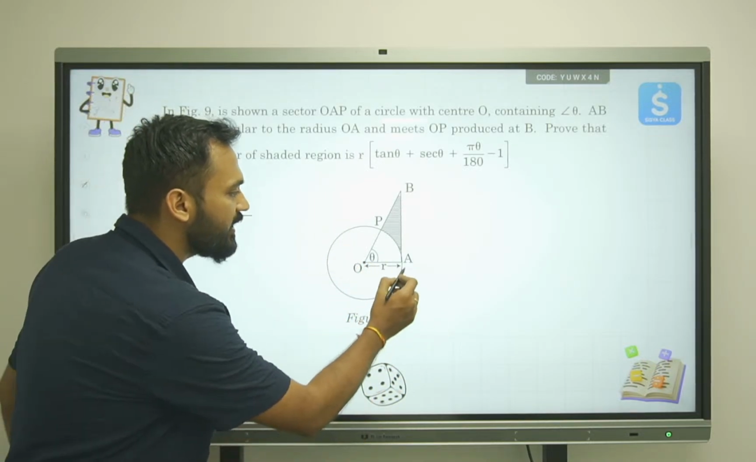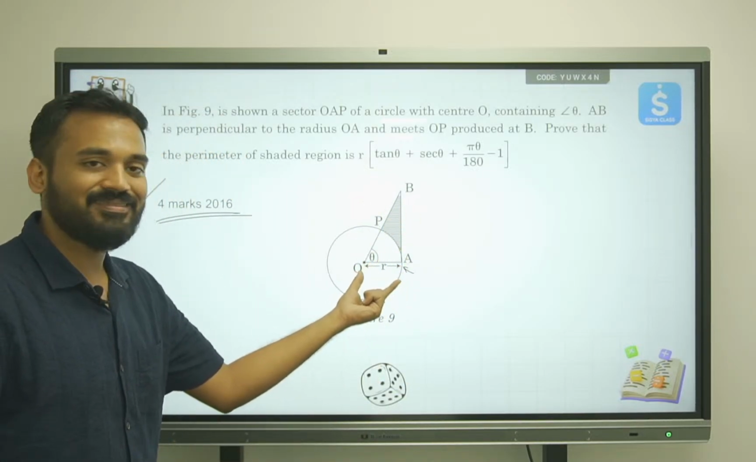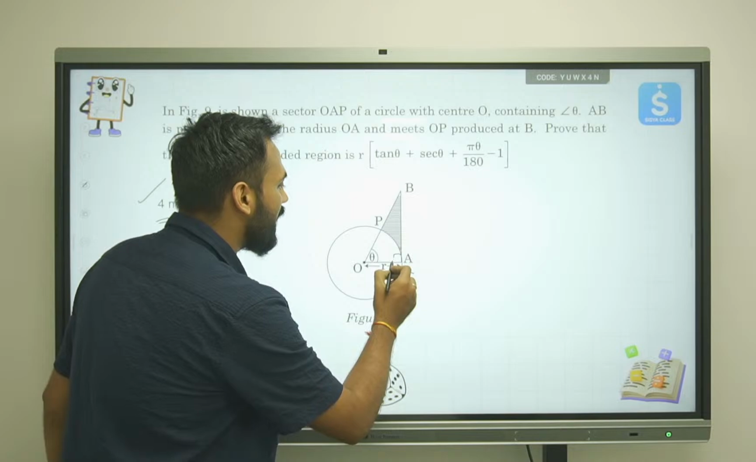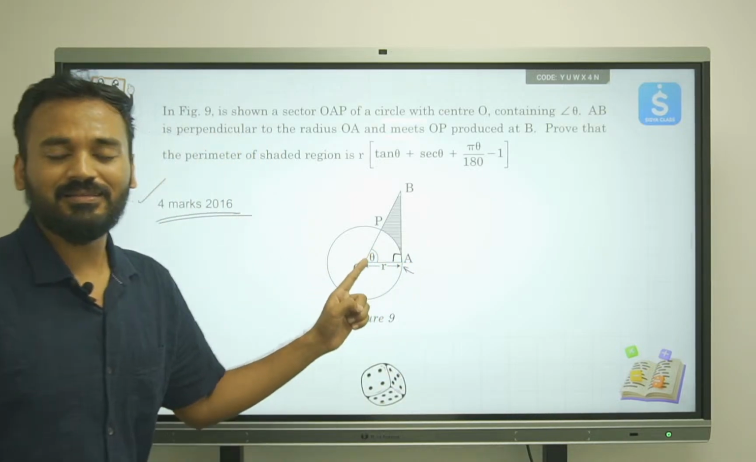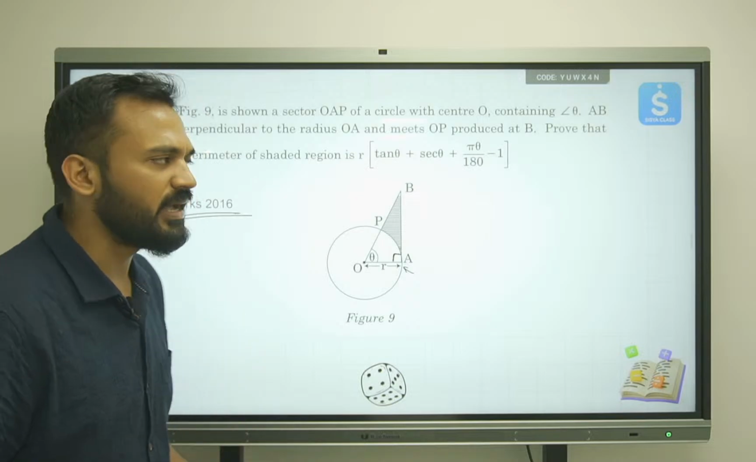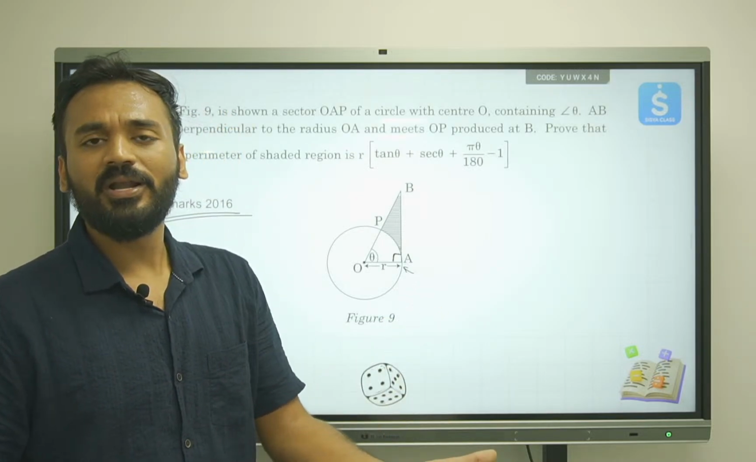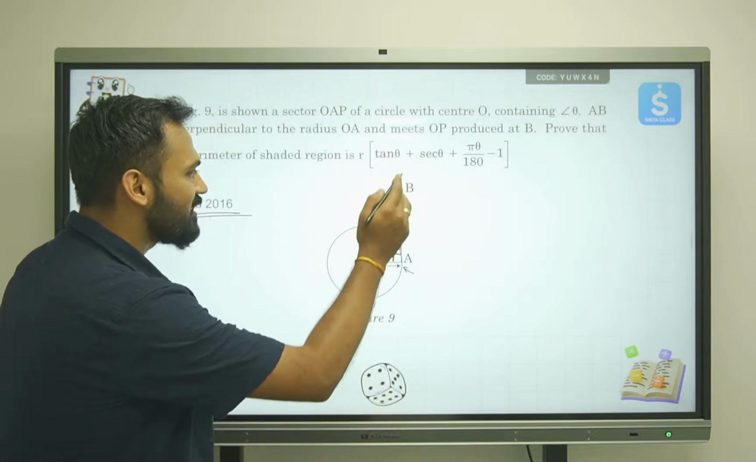And you see A is the point of contact for this tangent AB and this radius is making 90 degree at this point. This is the circle theorem which we'll be using. The next theorem is something which is related to trigonometry. Only 1 circle theorem and the rest are trigonometric ratio relations. That's it. Let's try to solve this.